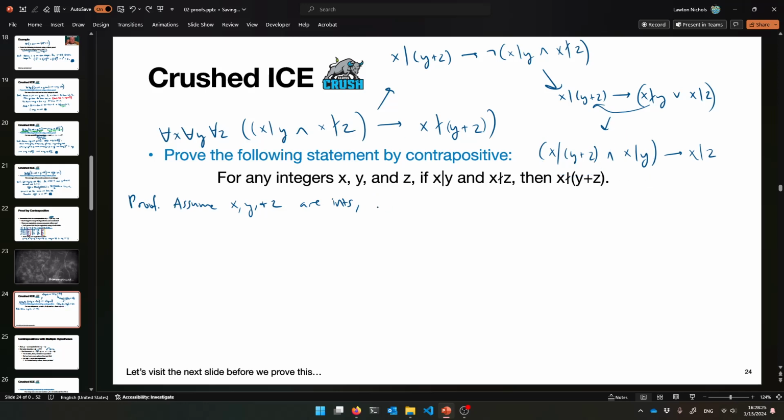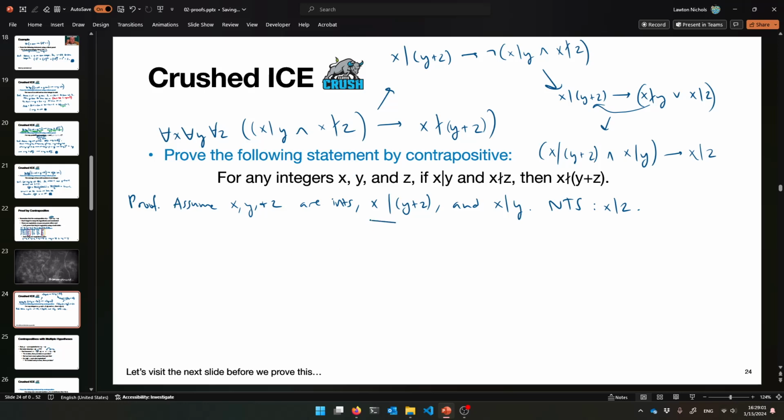Assume that x divides y plus z. And finally assume that x divides y. That's another assumption, because it's a direct proof now that we've gotten it into a different kind of implication. What do we need to show now? Under all these assumptions, we need to show that the conclusion is true. Assume the hypothesis is true, prove that the conclusion is true. So what we need to show right now to complete our proof is that x divides z. That's the end of it all.